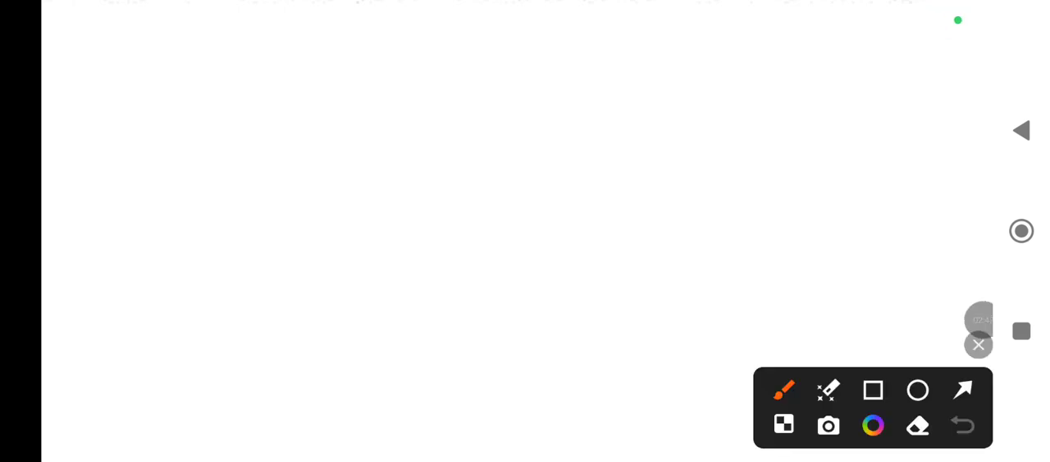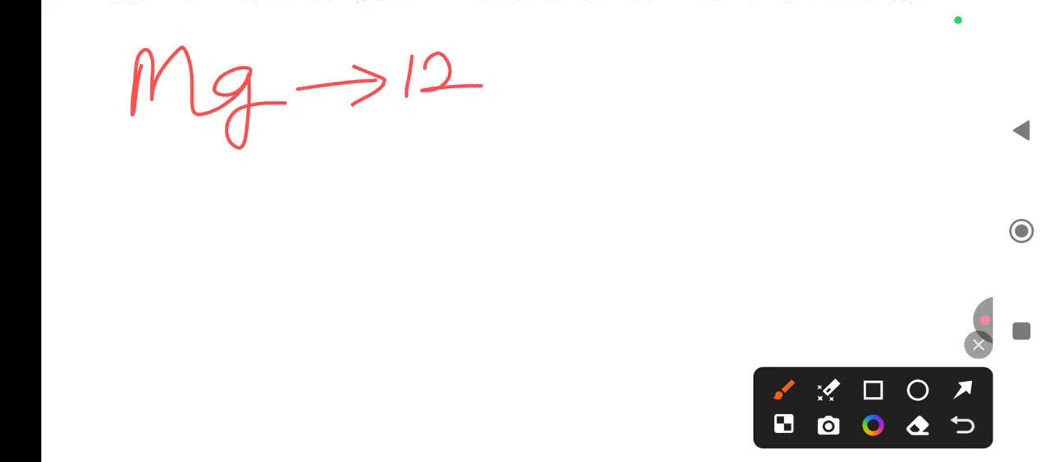So you can see a few examples of metals and non-metals. Okay, magnesium, it is a metal, atomic number is 12. How can you distribute? 2, 8, 2. Okay, in the outermost shell it has 2 electrons. It can easily lose electrons, so now it will be positive.